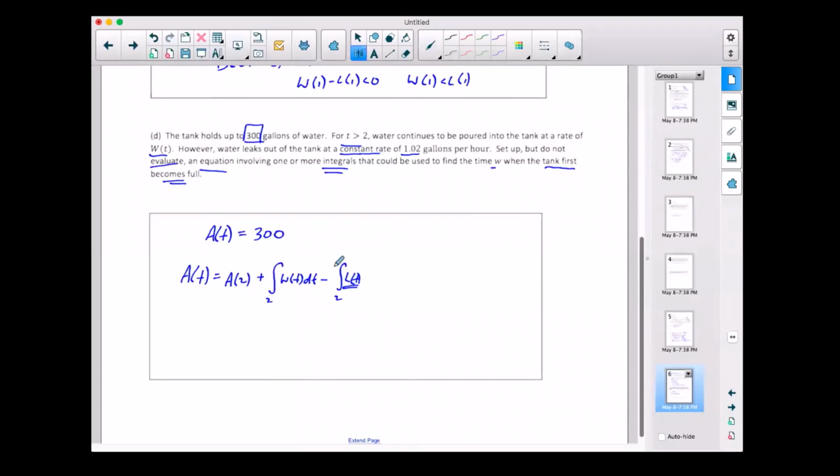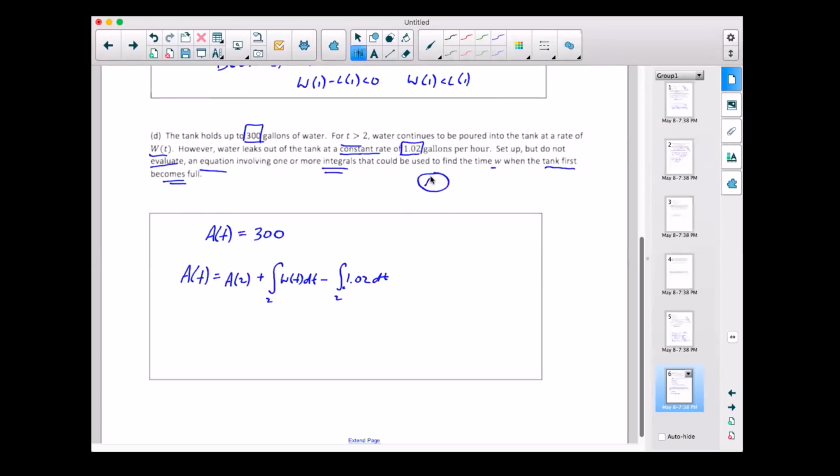L of T was that long equation we had, but after 2, the rate in is still W, so that was fine, but the rate out is no longer L of T. The rate out, it said, was not L of T, but a constant rate of 1.02. So the rate out is going to be just 1.02 dt. That's the trick to this problem, they changed the rate out.